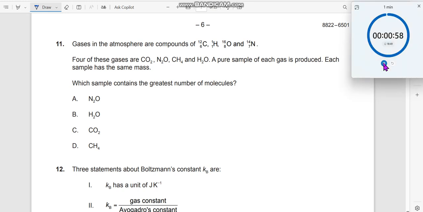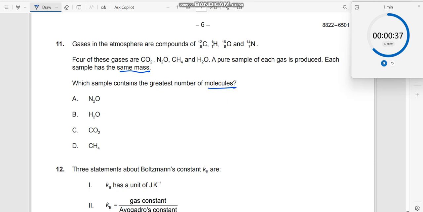Question number 11. Gases in the atmosphere are compounds of 12C, 1H, and so on. Four of these gases are carbon dioxide, N2O, CH4 and H2O. A pure sample of each gas is produced by combining the elements. Each sample has the same mass, very important. Which sample contains the greatest number of molecules?